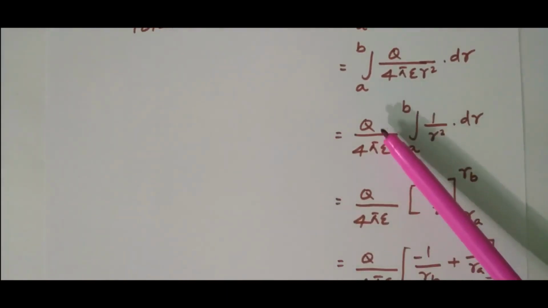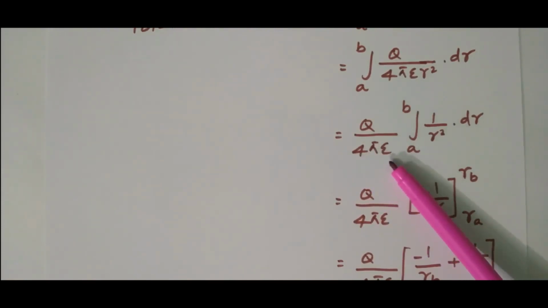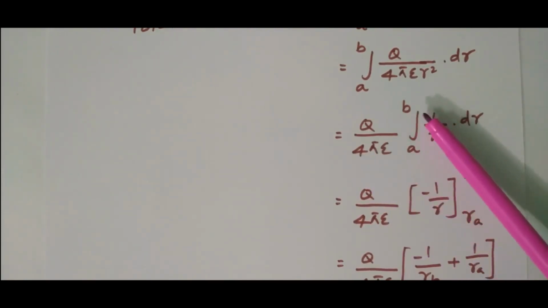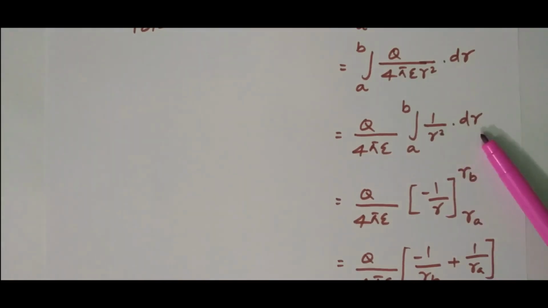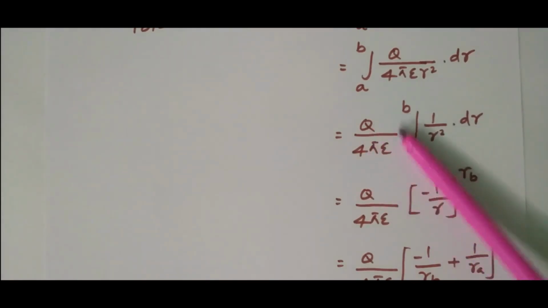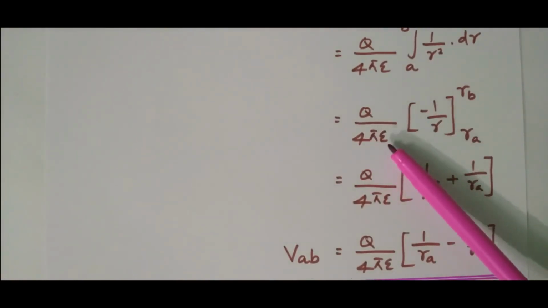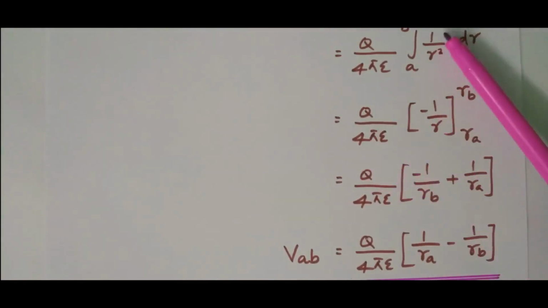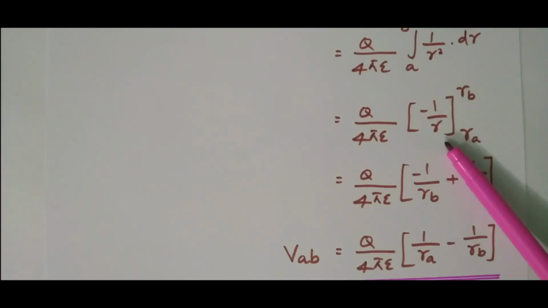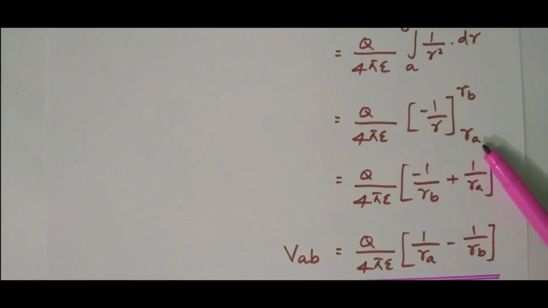Now this Q divided by 4 pi epsilon is constant. Only we have integral a to b 1 by r square into dr. Other terms are constant. So Q divided by 4 pi epsilon, the integral of 1 by r square is minus 1 by r. Now what is the limit? RA to RB, because point A to point B, that is clearly given. So we are taking RA, RB.